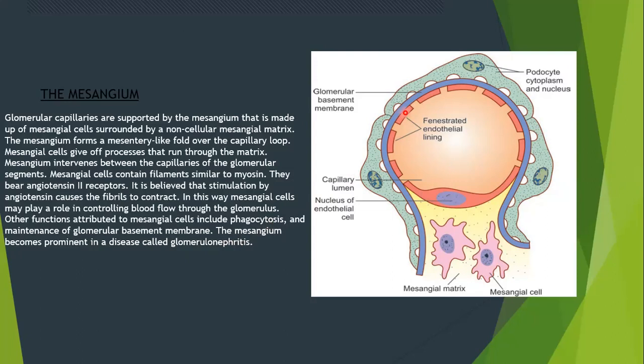Here you can see the glomerular filtration barrier is formed by the endothelial cells, then the basement membrane, and the podocytes.